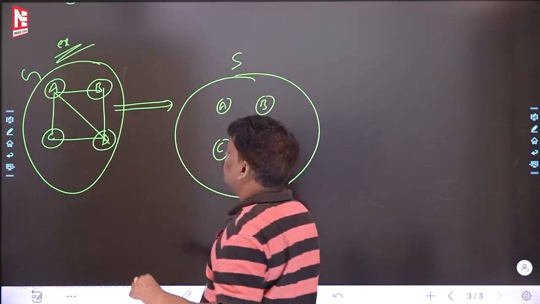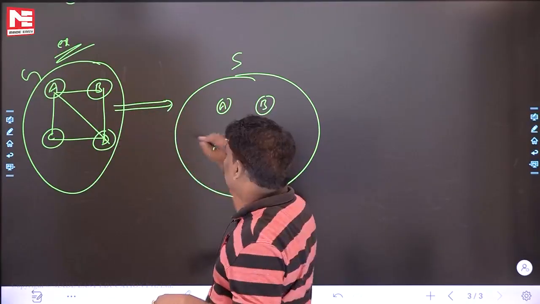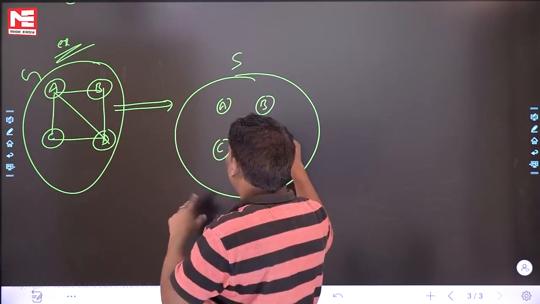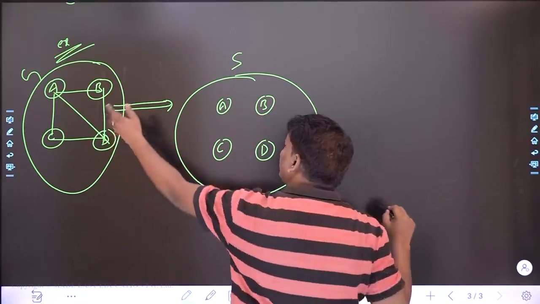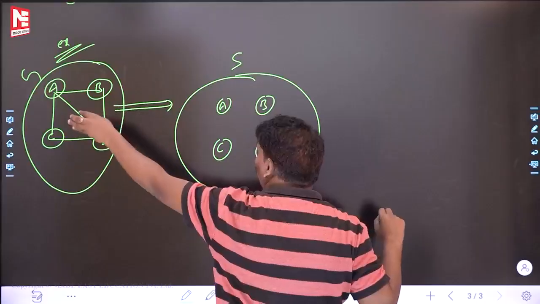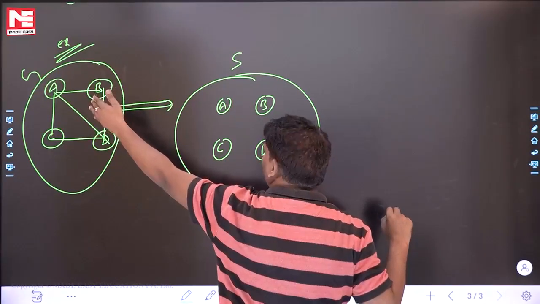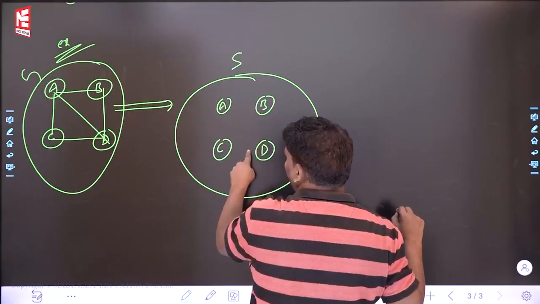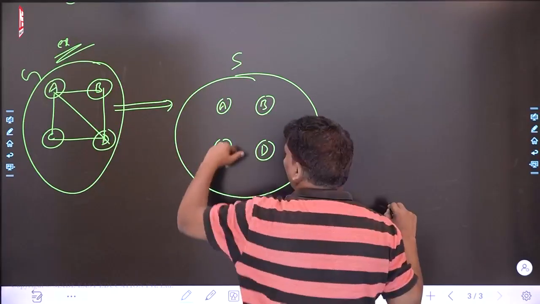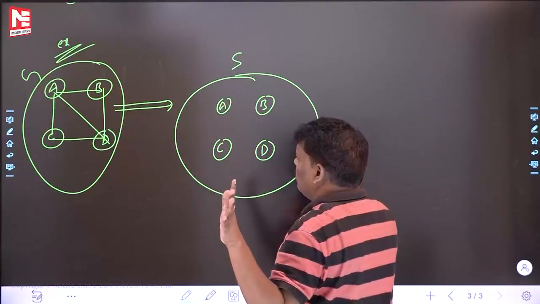And one more thing: if the graph contains 4 vertices, the spanning tree should contain 4 minus 1, that is 3 edges only. The graph may have more edges. What is the maximum the graph can contain? V into V minus 1 by 2 edges. But a spanning tree contains V minus 1 edges only. Not more, not less.